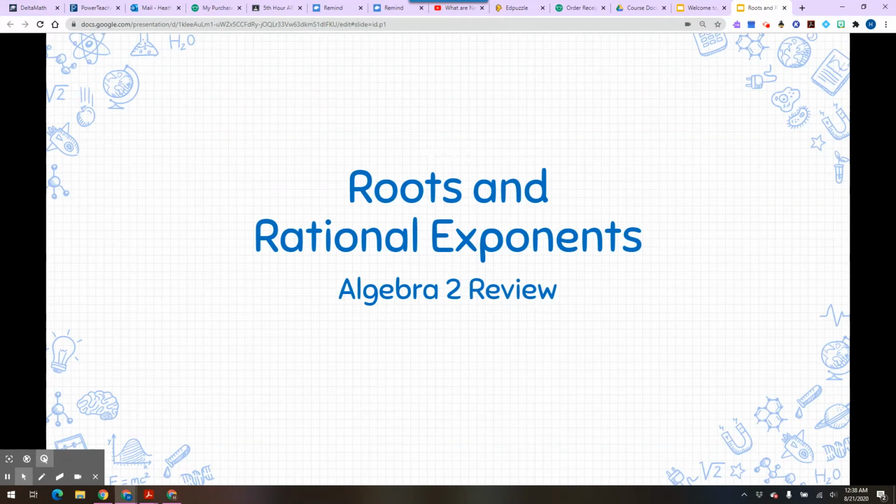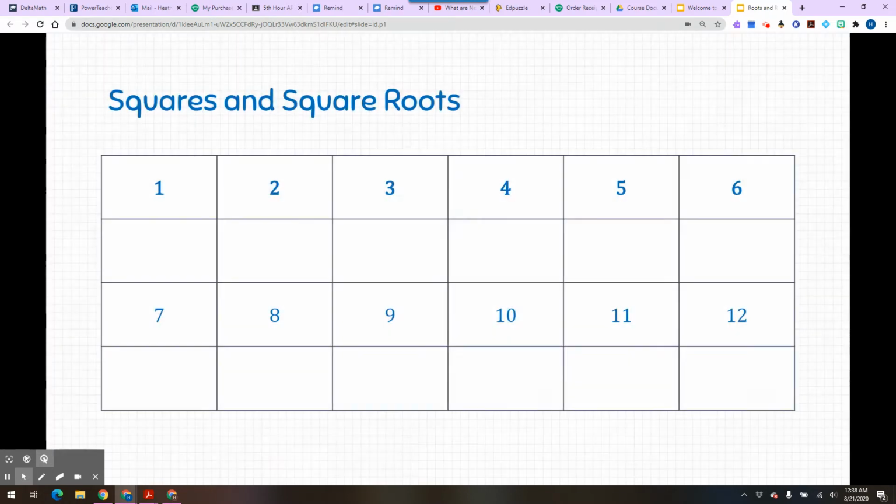Hello, this lesson is about roots and rational exponents. The most basic of roots you already have learned in middle school. You learned about square roots. You learned that a number squared was simply a number multiplied by itself. So for instance, 1 squared equals 1, 2 squared equals 4, and 3 squared is 9.